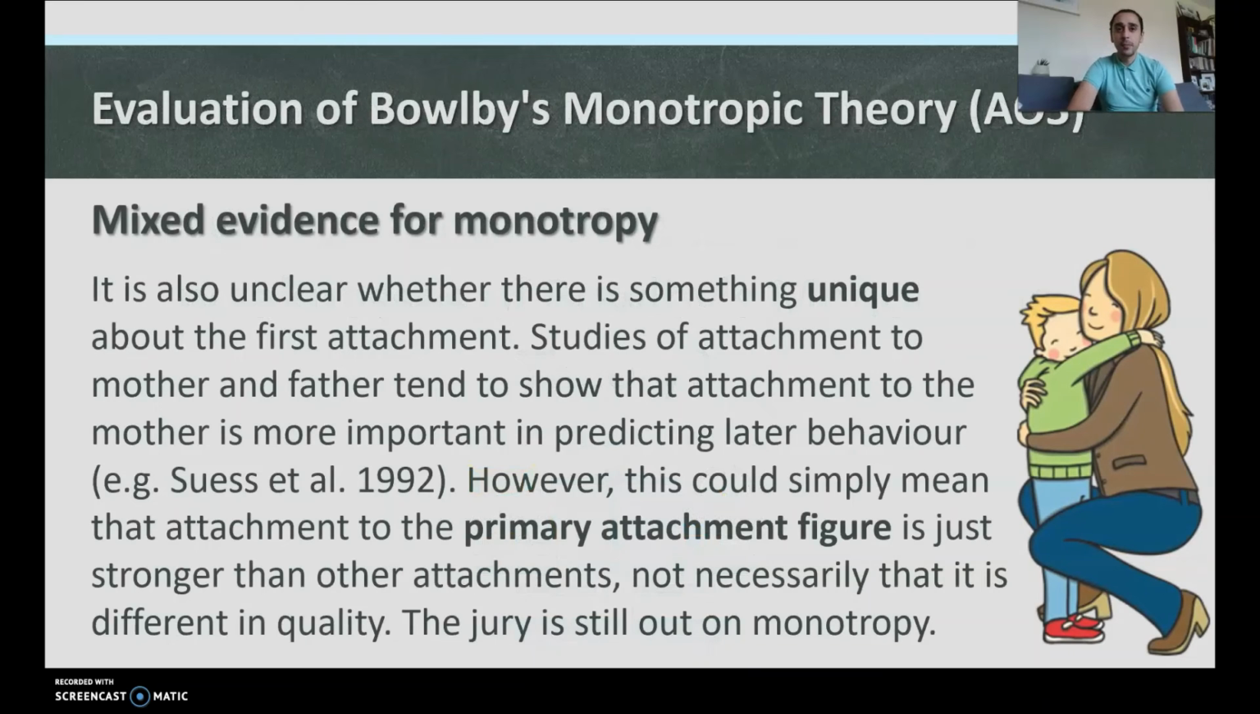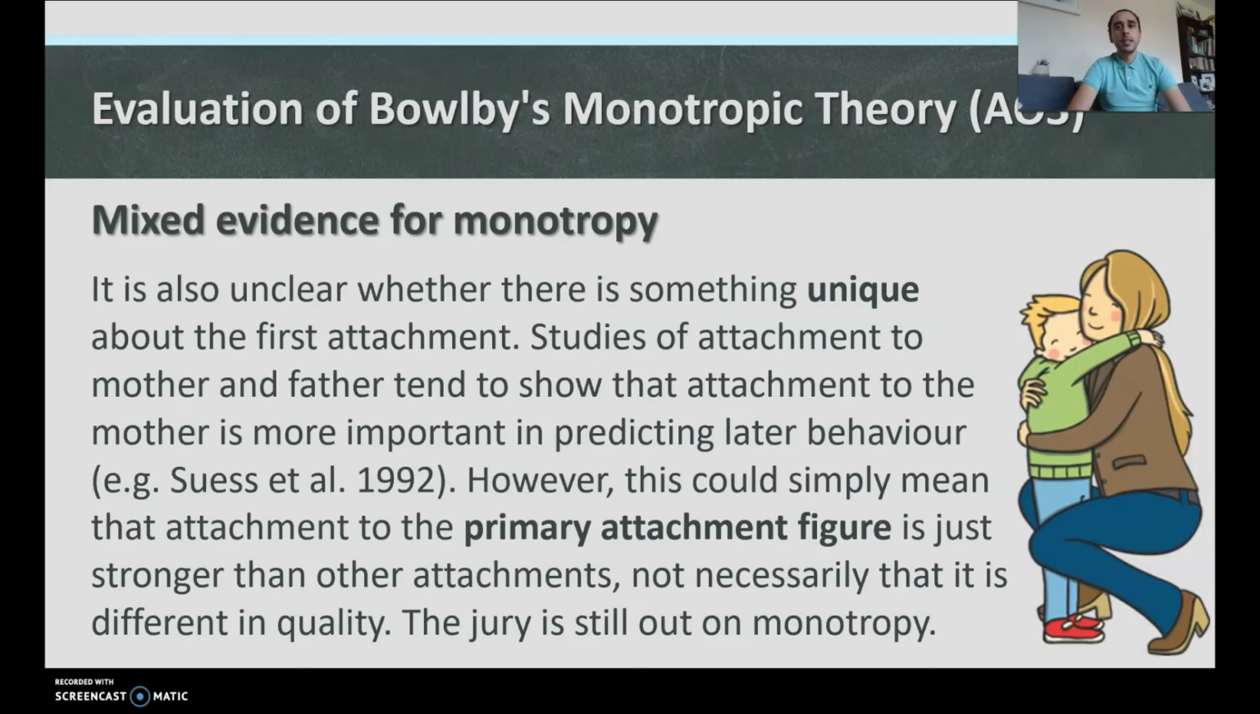Right, here we go. Mixed evidence for monotropy. It is unclear whether there is something unique about the first attachment. Studies of attachment to mother and father tend to show that attachment to the mother is more important in predicting later behavior, Suess et al. 1992, and that supports monotropy.